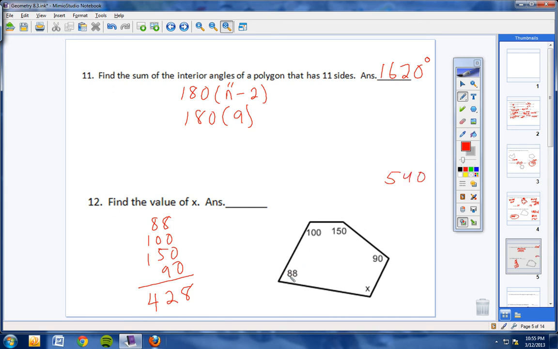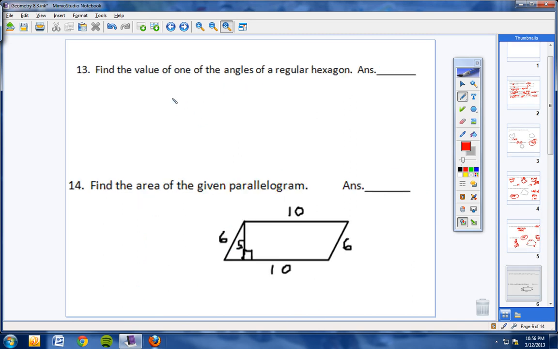Well, 4 of them, 1, 2, 3, 4, those 4 angles add up to 428. So if we subtract, we're left with 112. So this angle right here must equal 112 degrees. All right, number 13, find the value of one of the angles of a regular hexagon. Now, I will admit this was a tough problem, but I feel like throwing a tough one at you is not going to hurt you, okay?